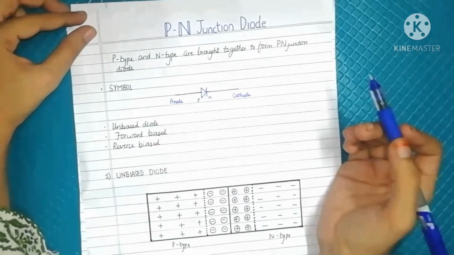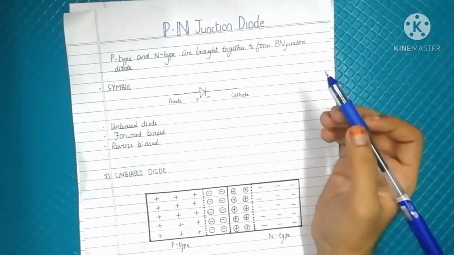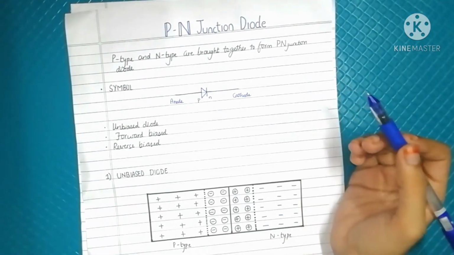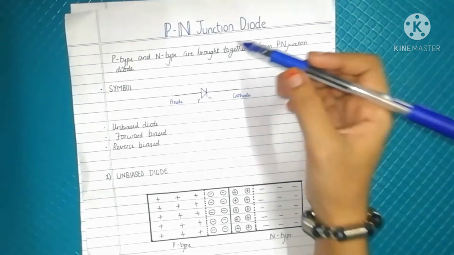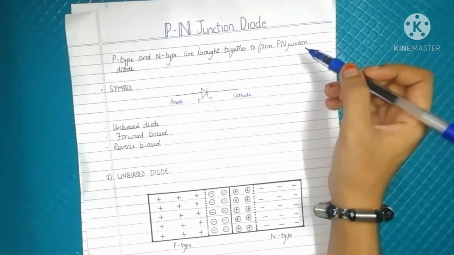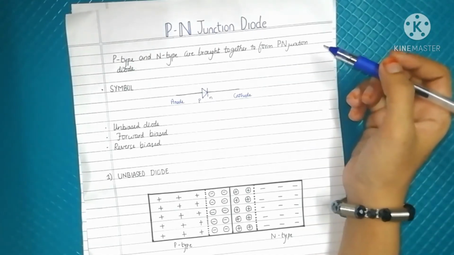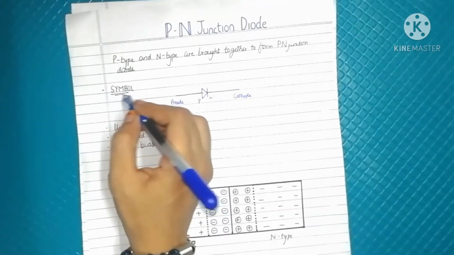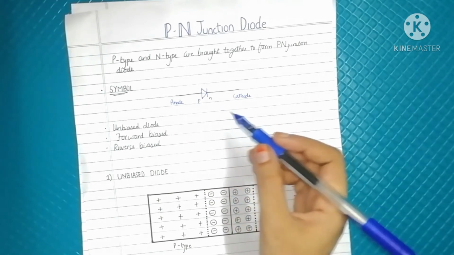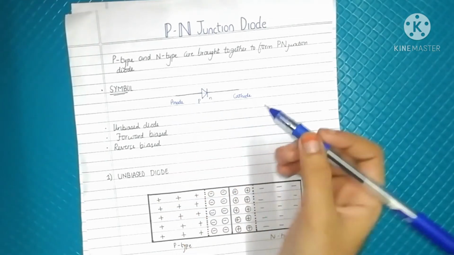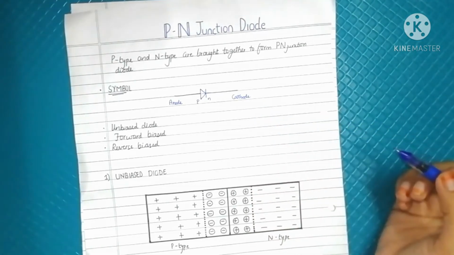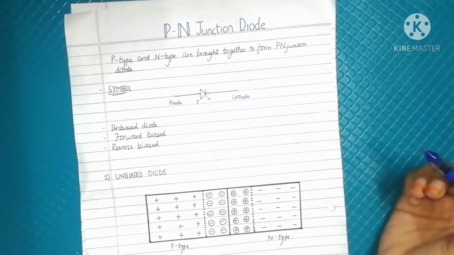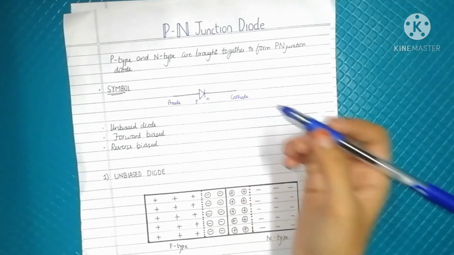As we have studied, there exist two types of semiconductors, that is P-type and N-type semiconductor. When this P-type and N-type semiconductor is brought together, then a PN junction diode is formed. The symbol of PN junction diode is this. This is our anode terminal and this is the cathode terminal. Whenever you will study circuit diagrams and you need to represent a diode in it, then this symbol is used.